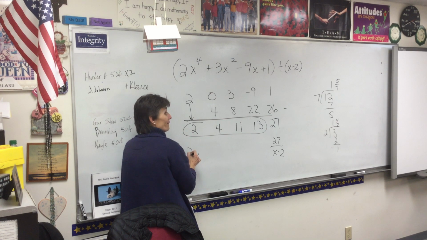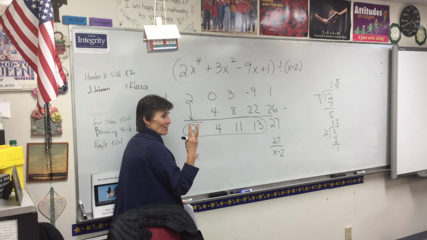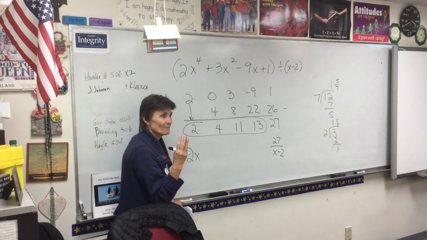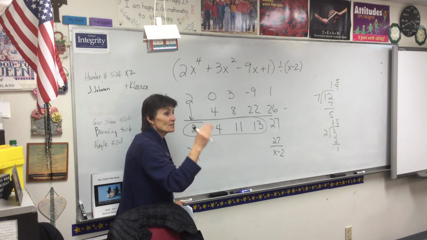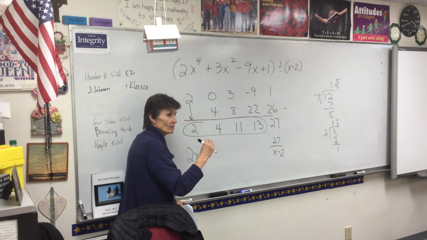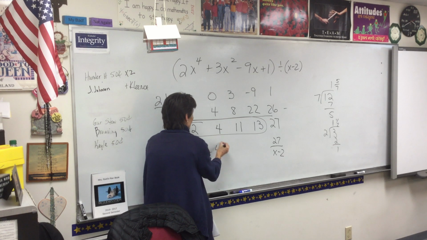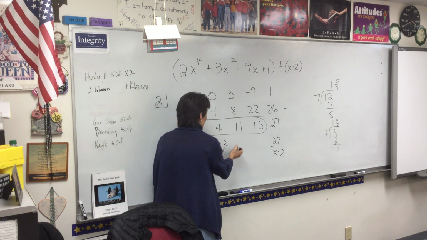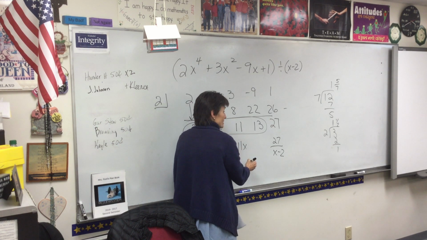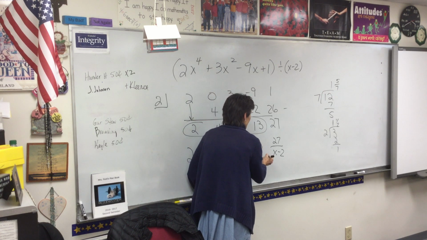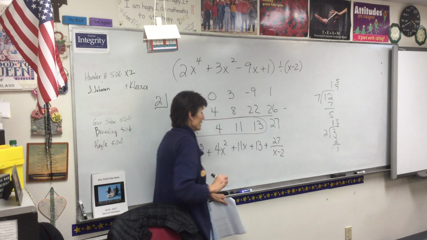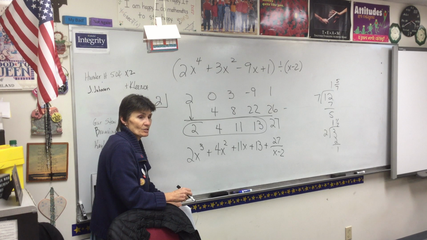2x to the what? Third. Why is it to the third? One less. It's one less than I started with. So 2x to the third plus 4x squared plus 11x plus 13 plus the remainder 27 over x minus 2.